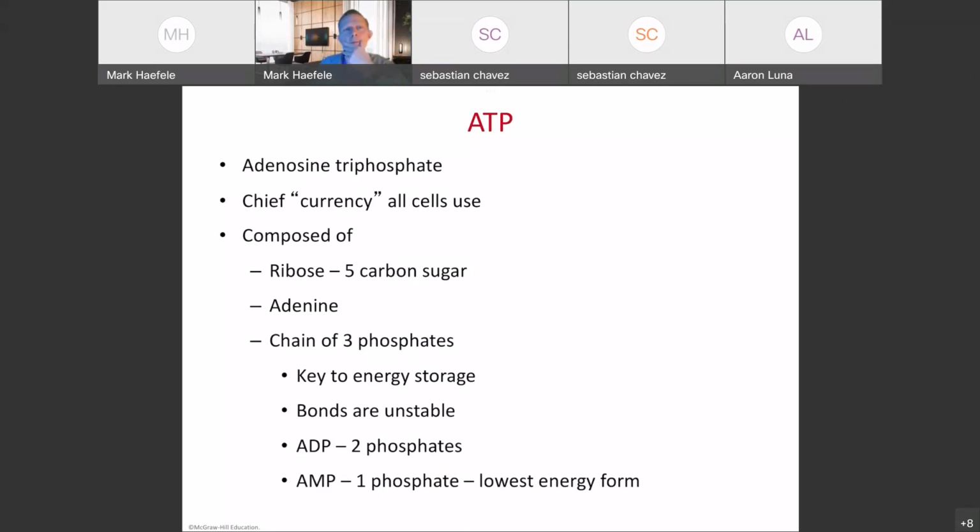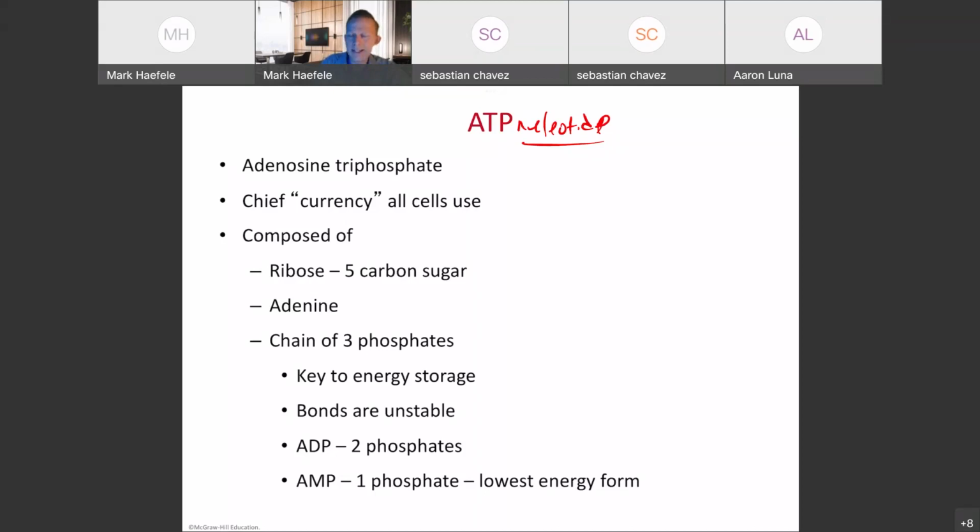Now, there's another topic, and remember I said that chapter 6 is kind of a grab bag of topics that are energetically related that help underpin some of our discussions in the next couple of chapters. ATP is the next topic in line for that. ATP is a nucleotide. It's in the nucleic acid family, and it is basically an adenosine triphosphate.